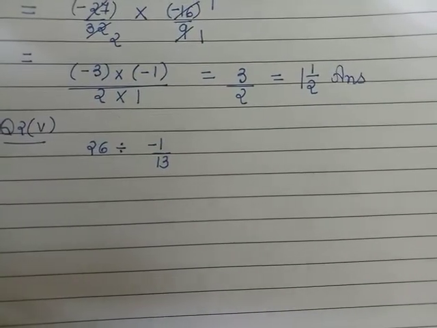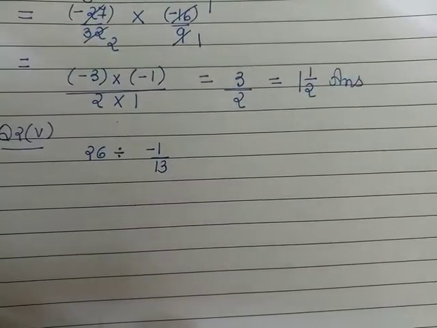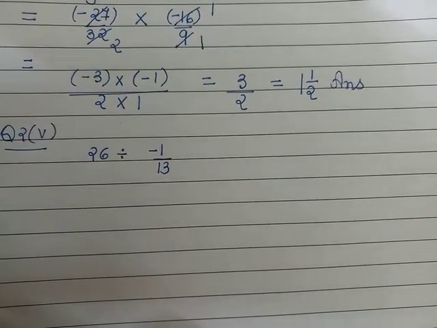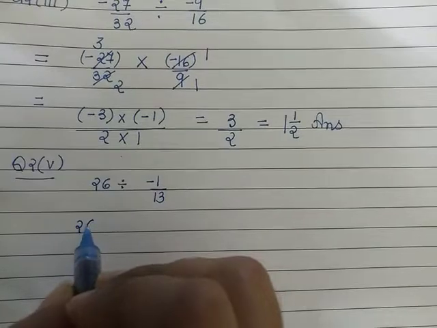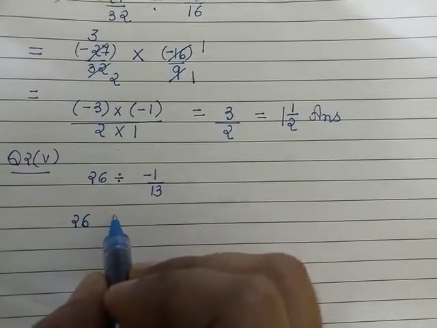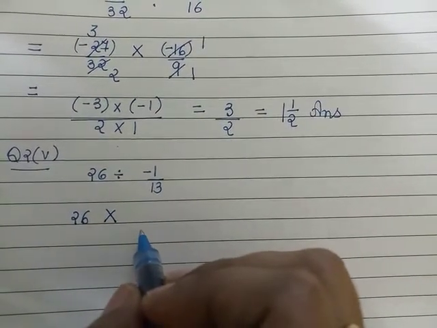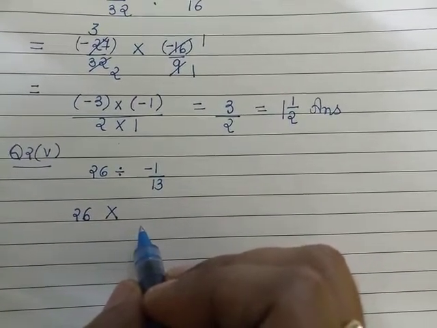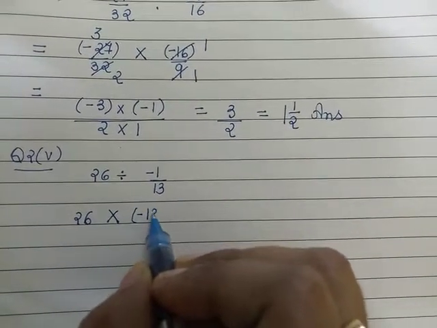Now I discuss question number 2, fifth part. 26 divided by minus 13. So as I told you, we write the first rational number as it is. So I write the first as it is. We convert division into multiplication, and we write the reciprocal of the second. The reciprocal of minus 1 by 13 will become minus 13.